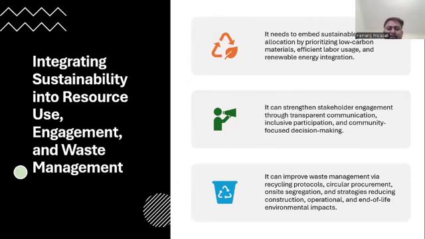Integrating sustainability into resource use, engagement, and waste management, it needs to integrate the sustainable resource allocation process with prioritization of efficient labor use along with renewable energy integration. However, it strengthens engagement through inclusive participation along with transparent communication for the decision making process. The improvement of waste management through recycling and circular procurement can be associated with this.